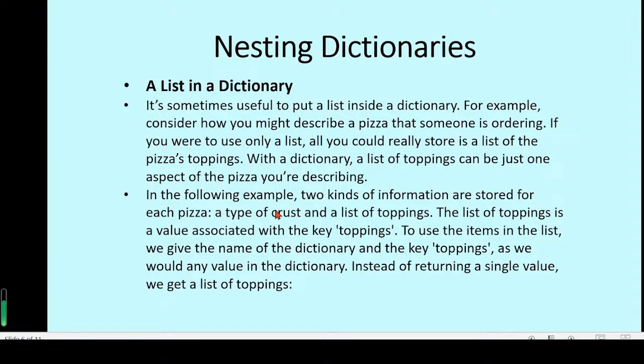So in the following example, 2 kinds of information are stored for each pizza: a type of crust and a list of toppings. The list of toppings is a value associated with the key toppings. To use the items in the list, we give the name of the dictionary and the key toppings as we would any value in the dictionary. Instead of returning a single value, we get a list of toppings.